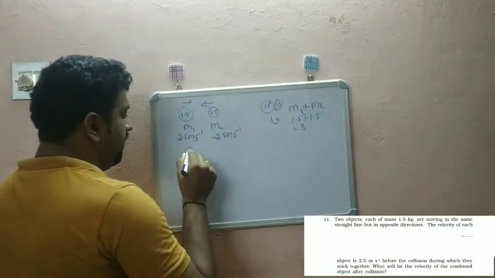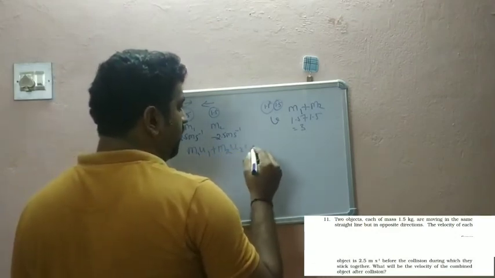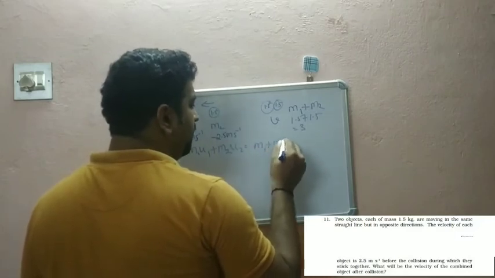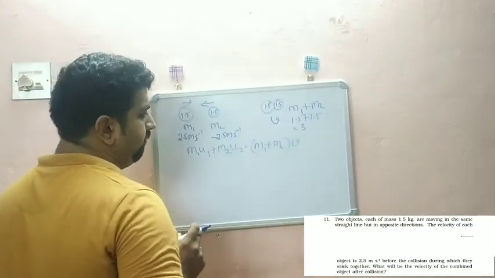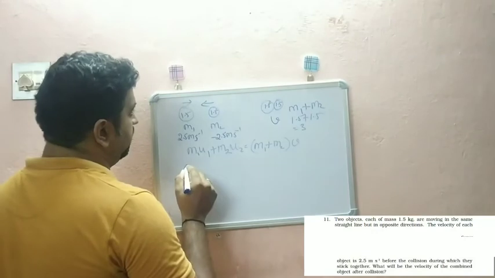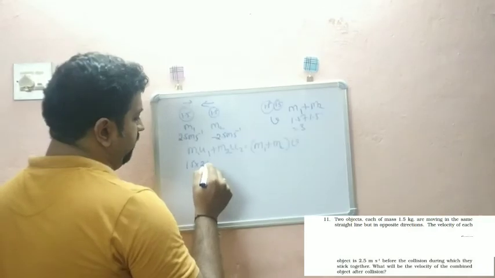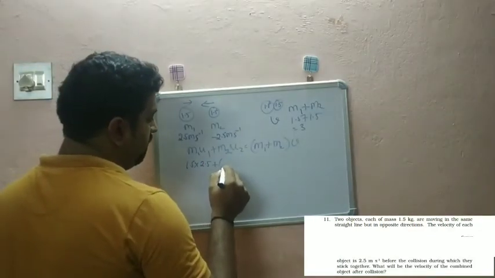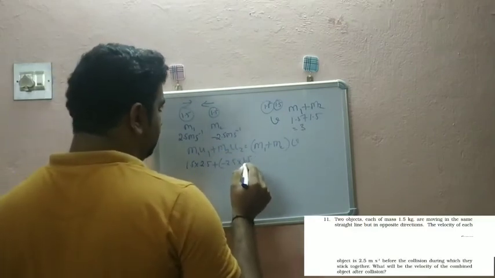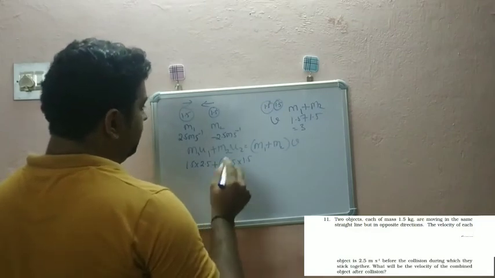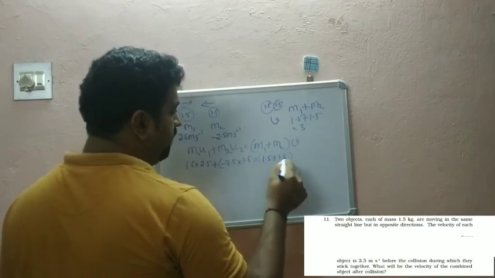So what is the formula? m1 u1 plus m2 u2 is equal to (m1 plus m2) into v. The right hand side will be the combined mass with the same velocity. So now m1 is how much? m1 is 1.5 into 2.5. m2 is how much? 1.5 into minus 2.5. Right? Is equal to m1 plus m2, which is 1.5 plus 1.5, into v.